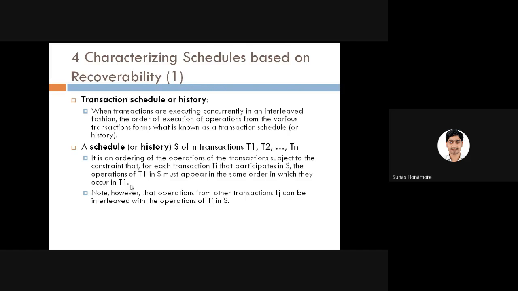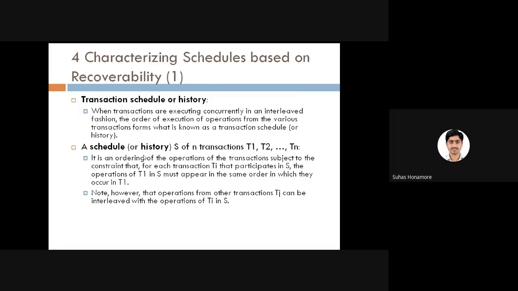they occur in Ti. The condition is that whatever operations are in the actual transaction T1, independent of the schedule, they must appear in the same order in the schedule also. If T1 reads one data item A, then writes data item A, and then reads a second data item B, then in the same order it should be there in S also.